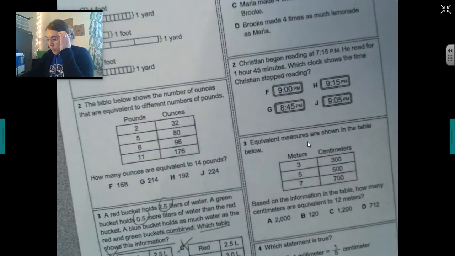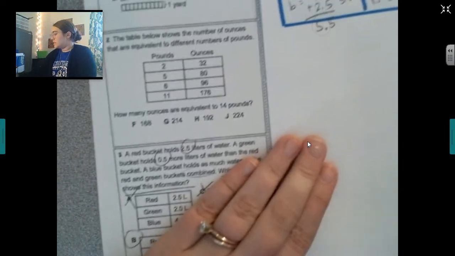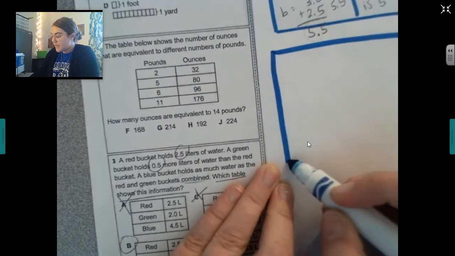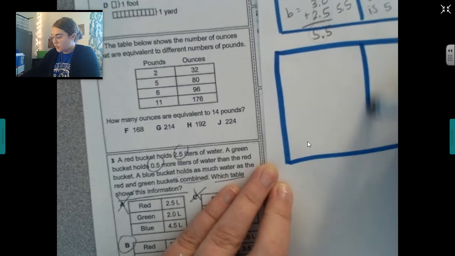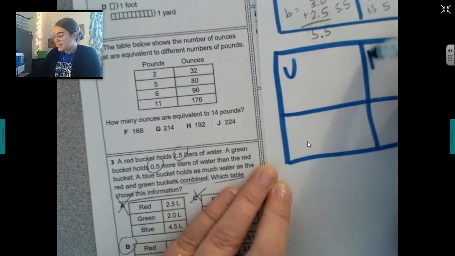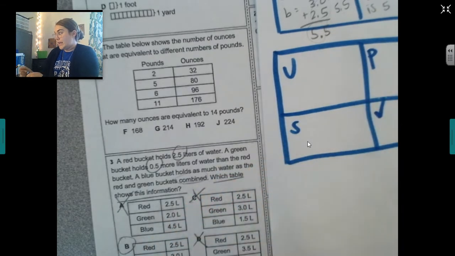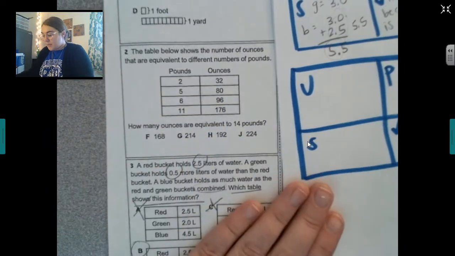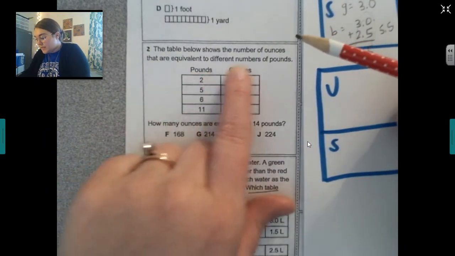All right, so we are going to do the next one. Now for this, you might need your conversion chart. Sometimes they give you questions, like on the last one, where the measurement doesn't matter. Sometimes they give you ones where you do need the conversion chart to figure it out. It kind of just depends. Sometimes you need it, sometimes you don't. So let's take a look at this one. The table below shows the number of ounces that are equivalent to different numbers of pounds.